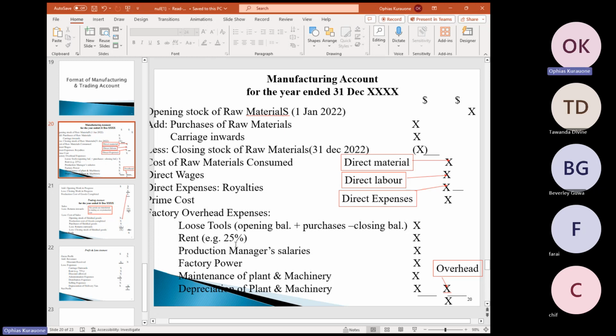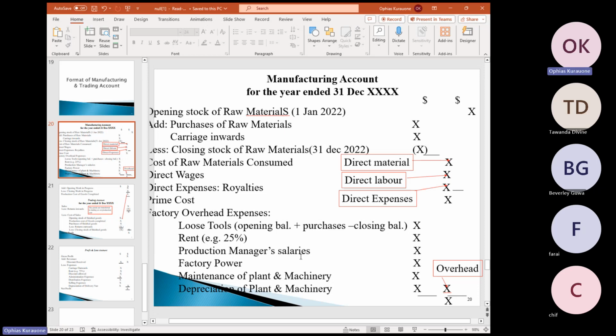25% to the value of the machinery. Depending on the criteria, already being paid is a fixed charge, one for all. Then manager salary, production manager salary again, can offer the expense factory power. Need electricity so that you are able to generate revenue and supply.